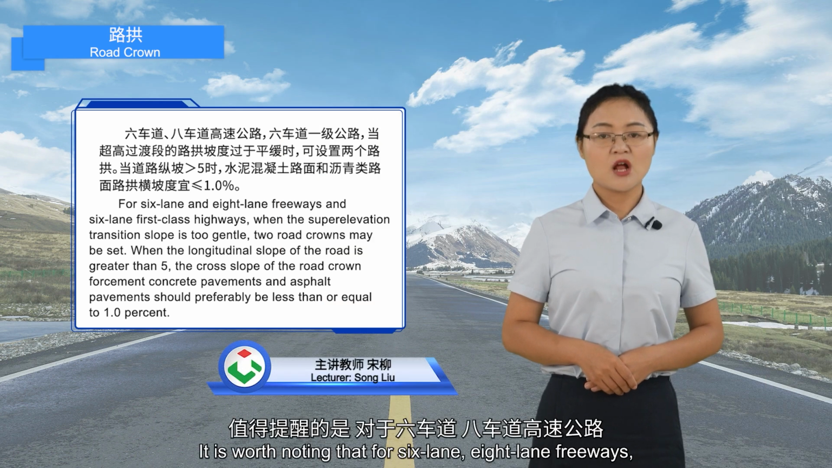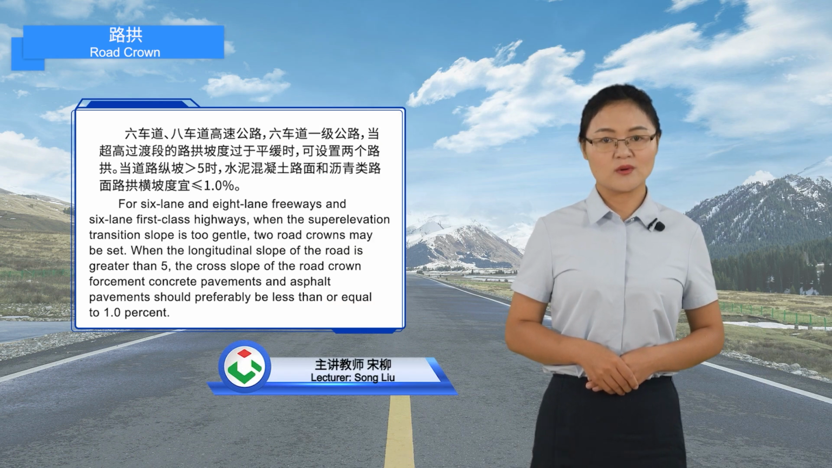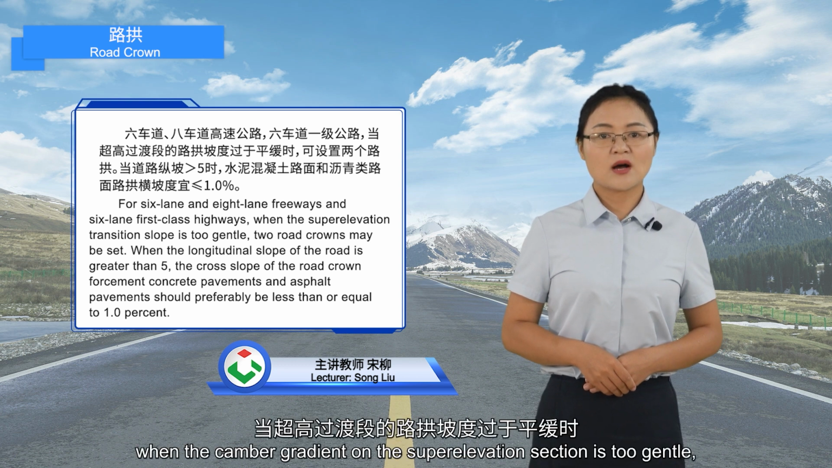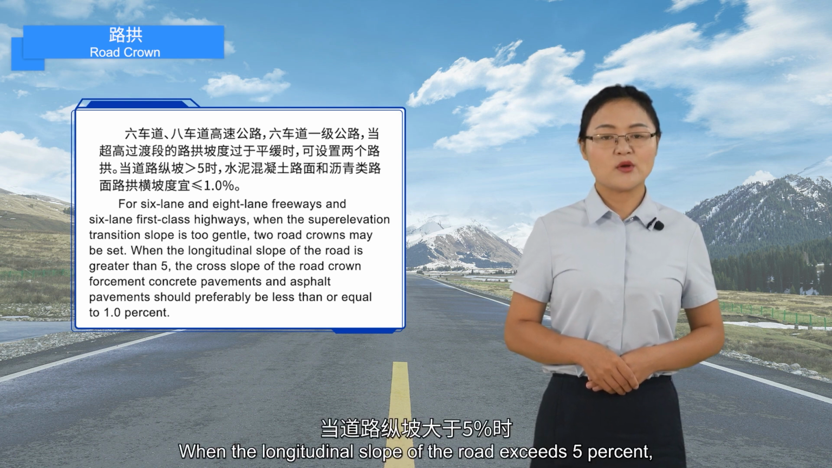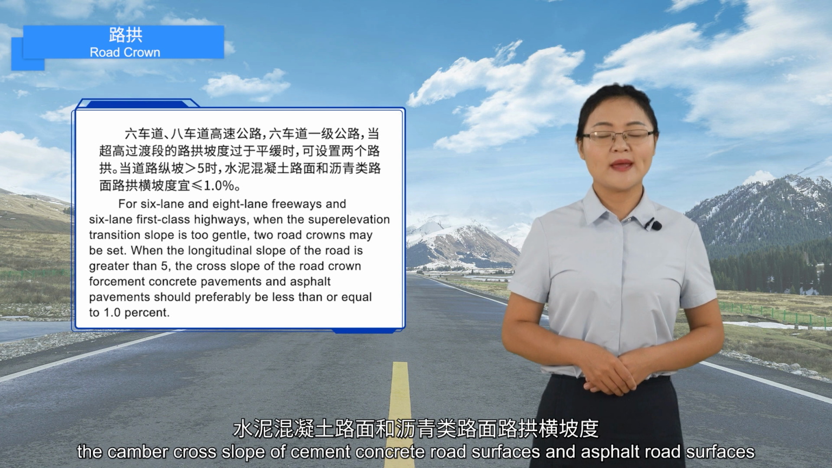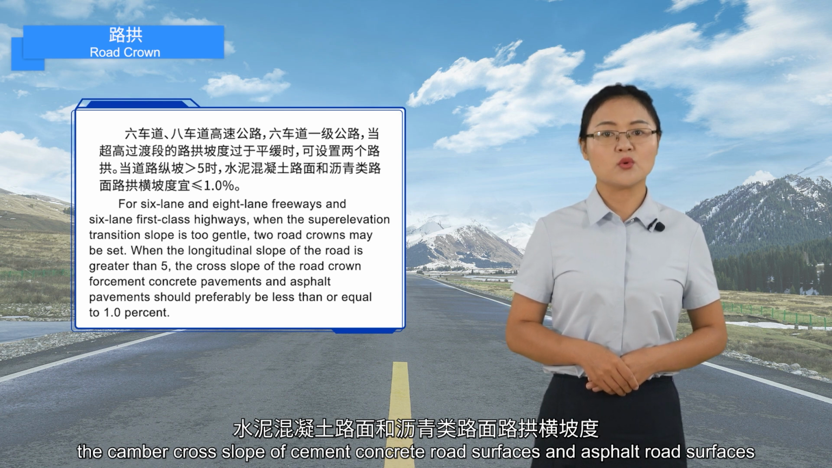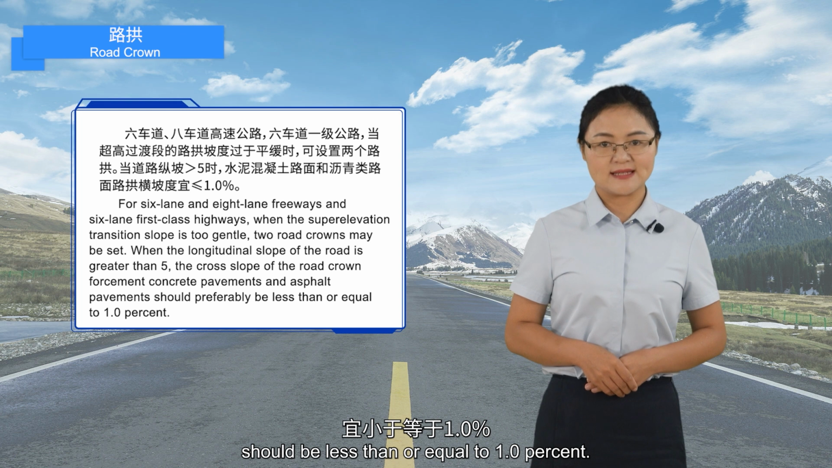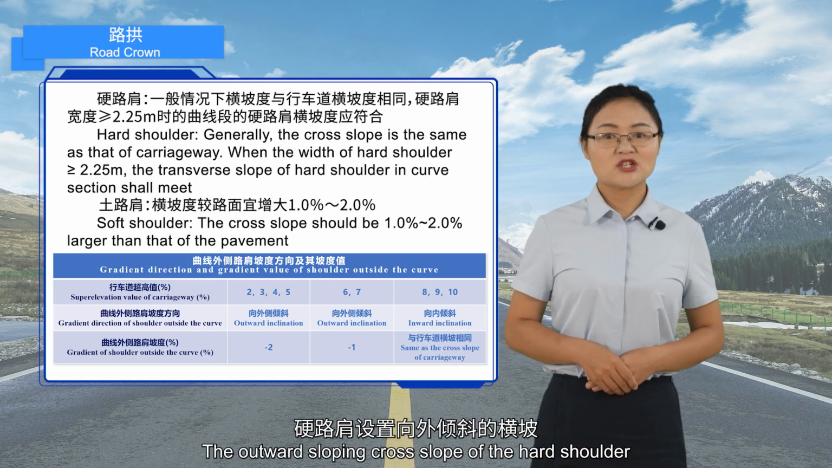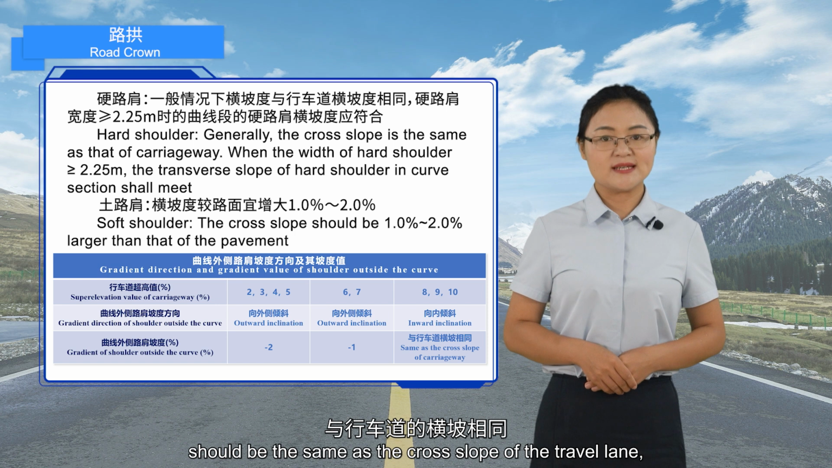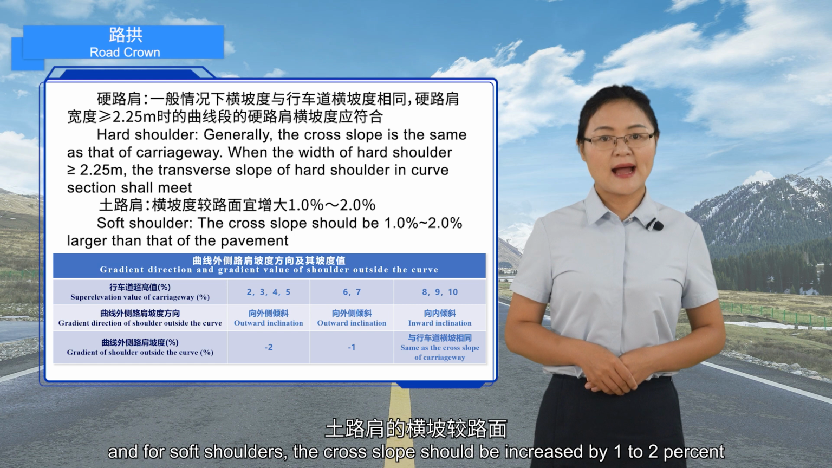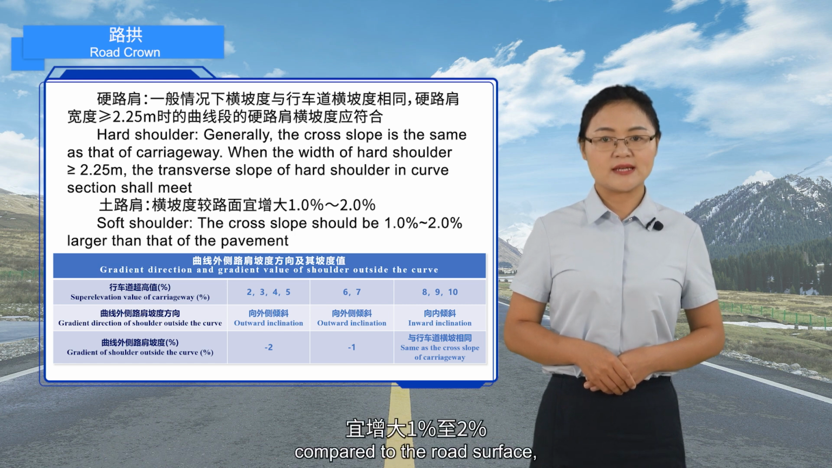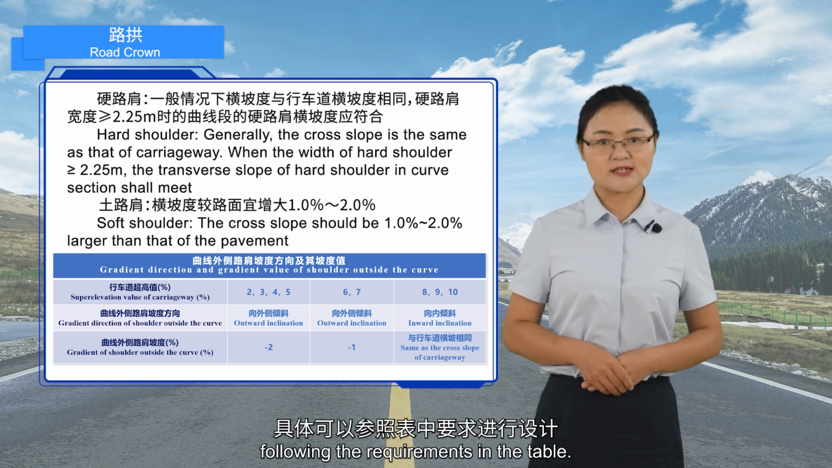It is worth noting that for 6-lane, 8-lane freeways, and 6-lane first-class highways, when the camber gradient on the super elevation section is too gentle, two cambers can be installed. When the longitudinal slope of the road exceeds 5%, the camber cross slope of cement concrete road surfaces and asphalt road surfaces should be less than or equal to 1%. The outward sloping cross slope of the hard shoulder should be the same as the cross slope of the travel lane. And for soft shoulders, the cross slope should be increased by 1 to 2% compared to the road surface, following the requirements in the table.